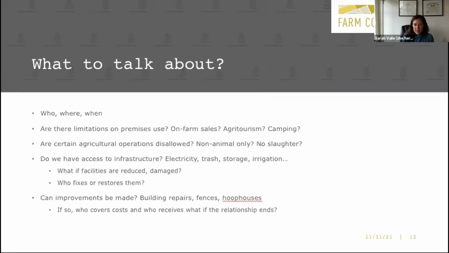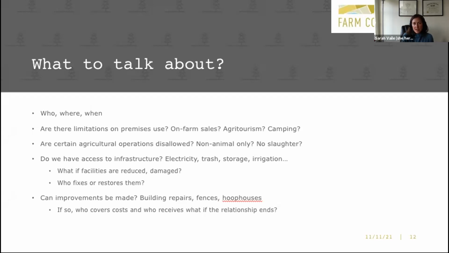They need to talk about things like who are the parties? Where is this happening? What property are we talking about? When? What is our beginning lease date? What is the end date? What can we do on the premises? What are the limitations? Can we do on farm sales? What about agritourism, corn mazes, that kind of thing? What about camping? Are certain agricultural operations not allowed? Can we not do livestock?